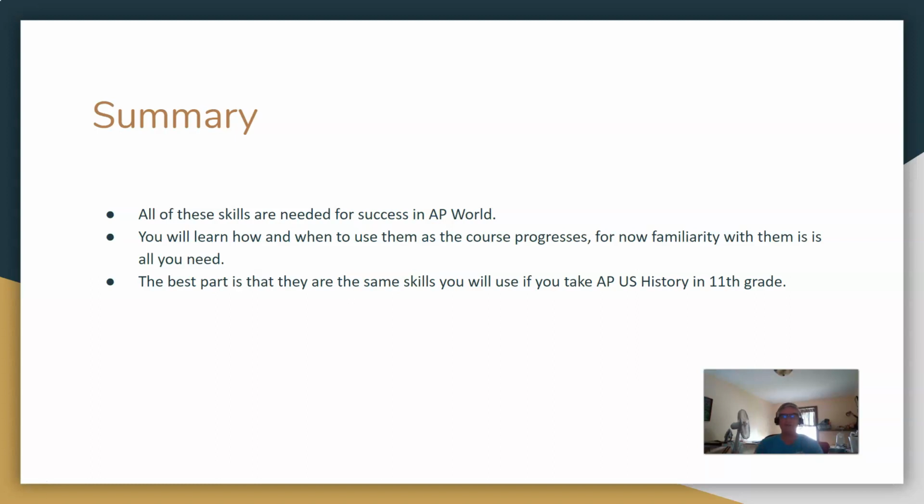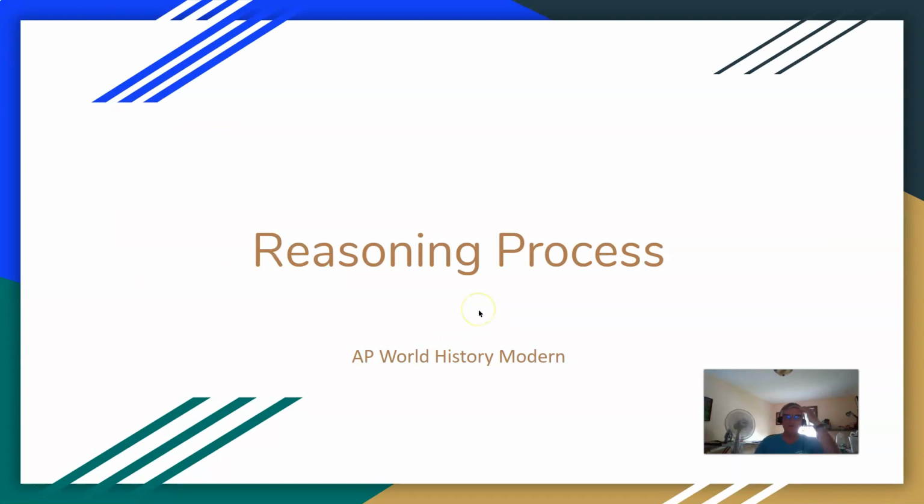And the best part of this is that if you're planning to take AP US in 11th grade, everything's the same. The processes, the reasonings, and all the rubrics are the same. So if you master them in 10th grade, you're going to be able to even do better in 11th grade, because then you can refine your craft. Okay? So that brings me to the reasoning processes in AP World History.